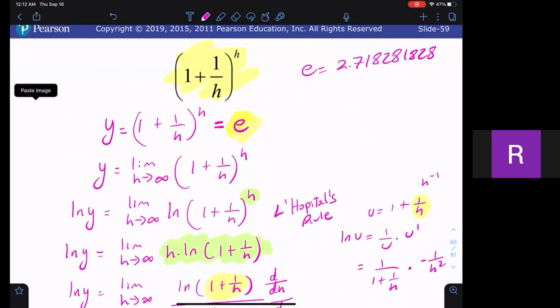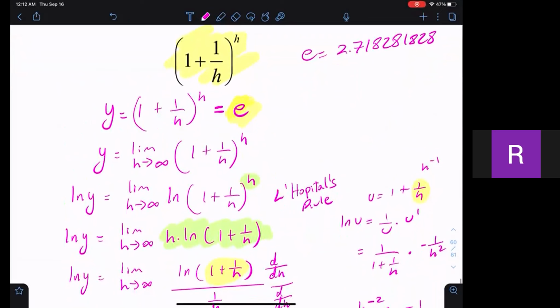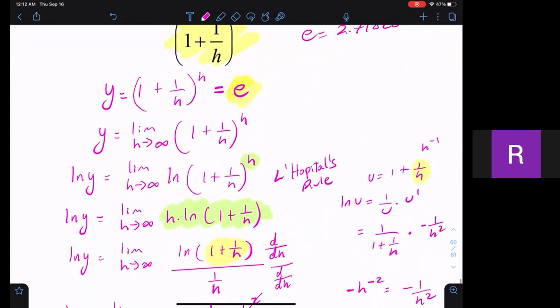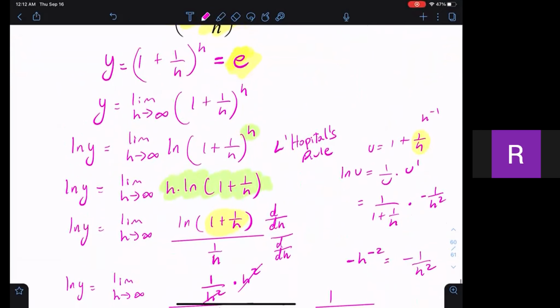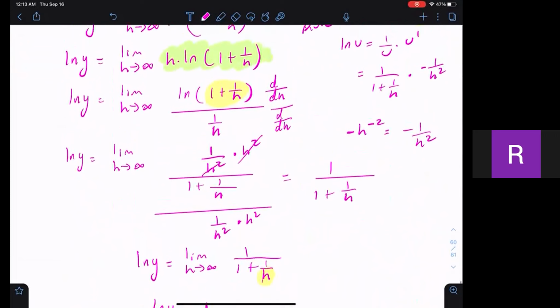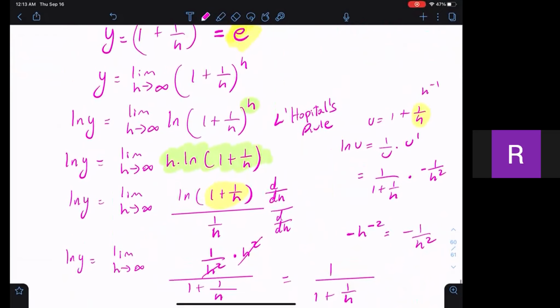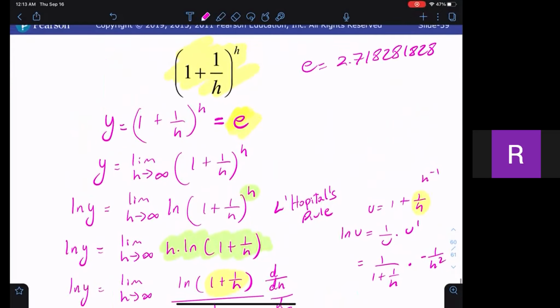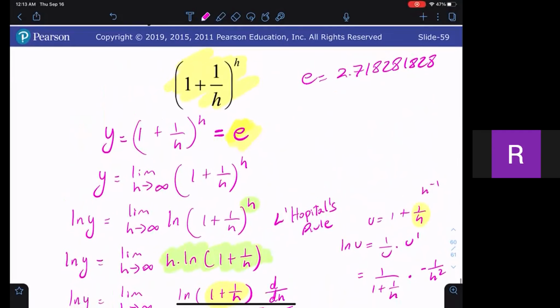If you're asking me, do I need to know this on the test? No, you don't. But I want to explain to you where it comes from, because some of you may be curious about that. It's a little long process, but you can try it. If you know calculus, you should know what I'm talking about, L'Hopital's rule and derivatives and this kind of stuff.